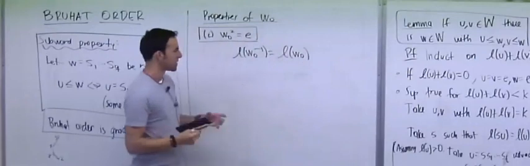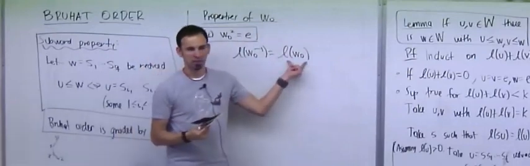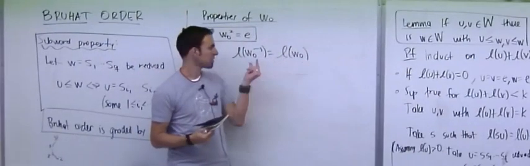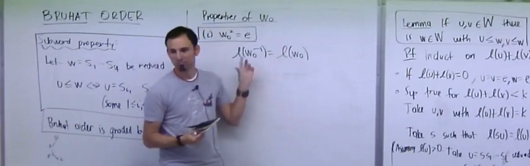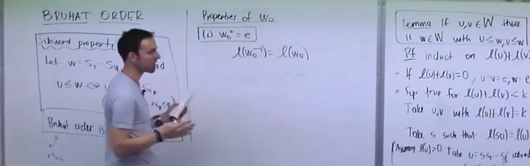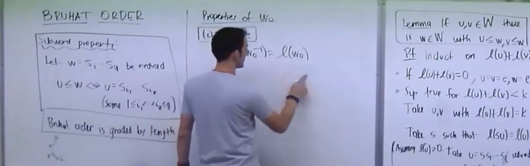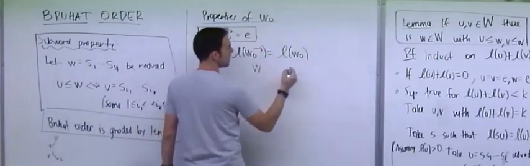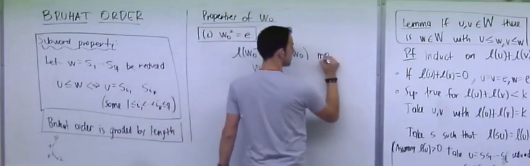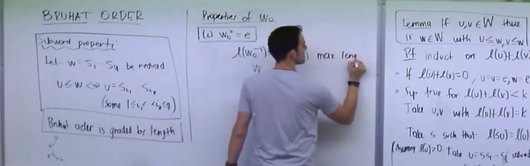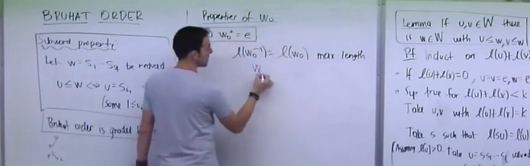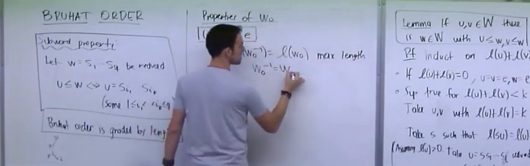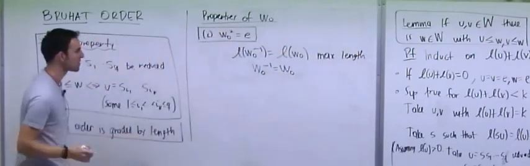Okay, but this is supposed to be the only guy of its length. And that means that this has to be the same guy. It's very, very slick. I did nothing and I proved something. And this is the maximum length. And that means that these two guys have to be the same element. And there you go. That's the proof.